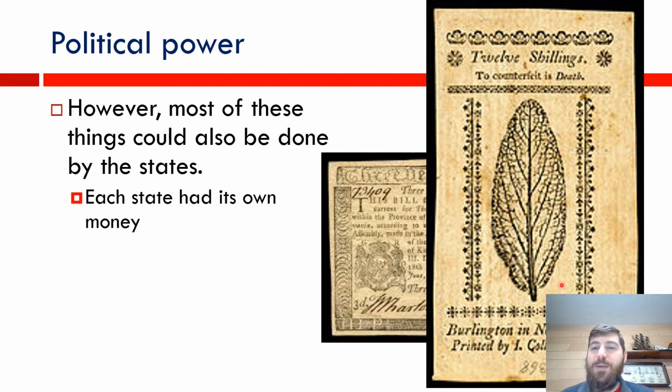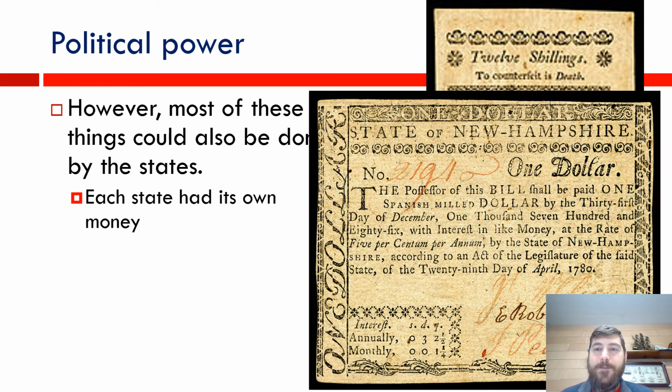By the way, who can tell me what kind of leaf this is? That's right. It's a tobacco leaf. Because remember, tobacco is often used as money, especially in the South.